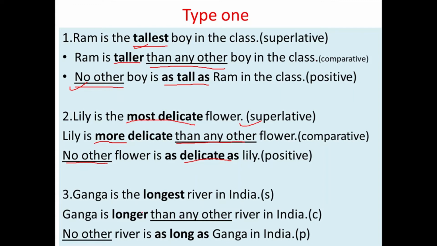Next is Ganga is the longest river in India. The longest. Here, remember, my dear friends, the is the symbol that shows that the sentence is in superlative degree. Ganga is longer than any other river in India. Longer is the comparative degree, than any other river in India. Next, for positive degree, no other river is as long as Ganga. As long as will show that it is in positive degree.